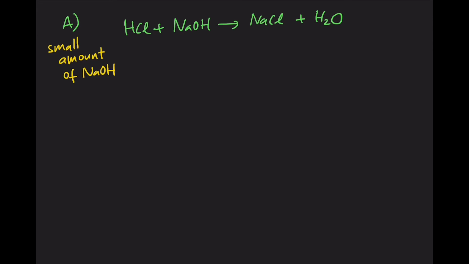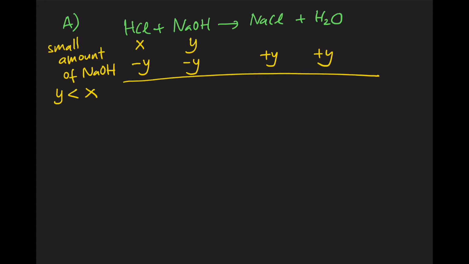At the point A, before the equivalent point, we have the reaction between HCl and NaOH forming NaCl and H2O. And in this case, before the equivalent point, we have a small amount of NaOH being added to HCl. So if we have X over here, we add Y of NaOH, where Y will be smaller than X. Therefore, here it's minus Y, plus Y, and plus Y. So in this case, we will have X minus Y.